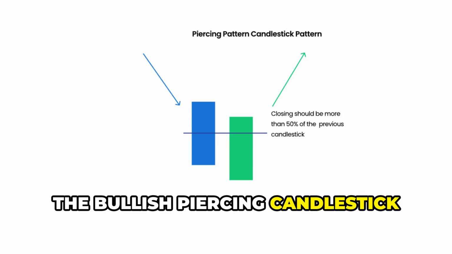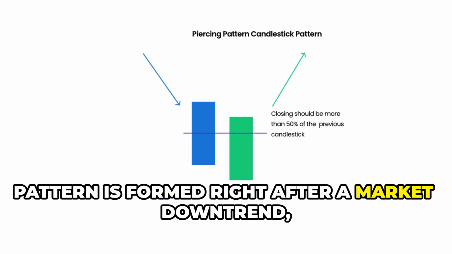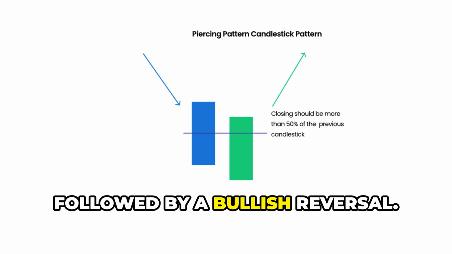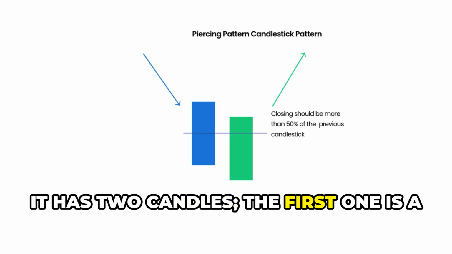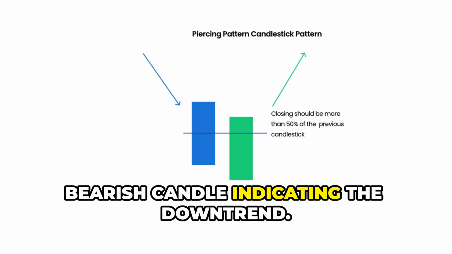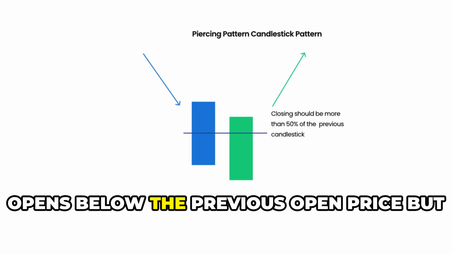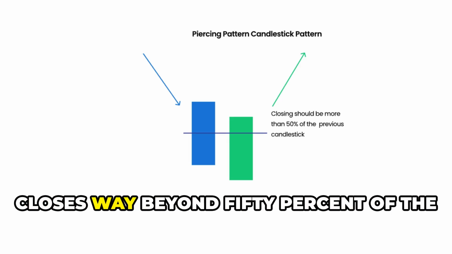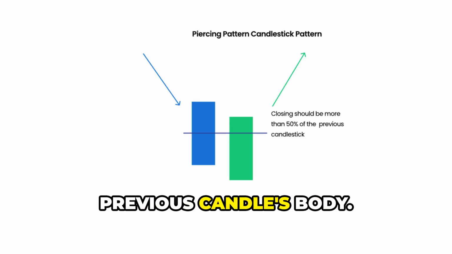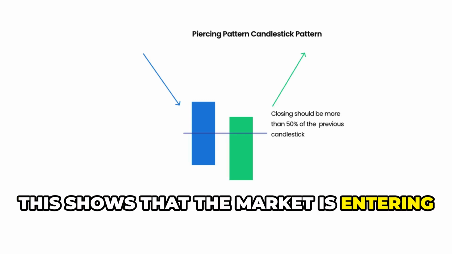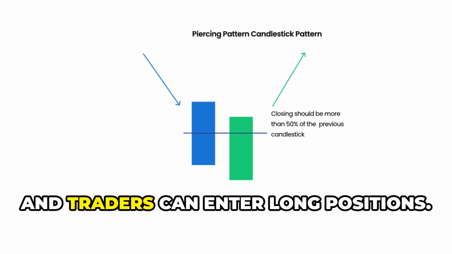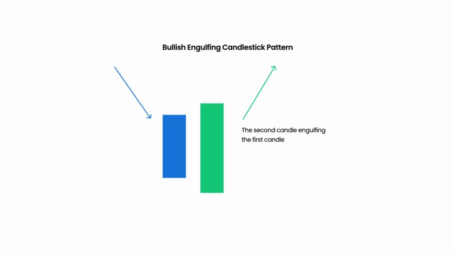The bullish piercing candlestick pattern is formed right after a market downtrend, followed by a bullish reversal. It has 2 candles. The first one is a bearish candle indicating the downtrend. The second one is the bullish candle that opens below the previous open price but closes way beyond 50% of the previous candle's body. This shows that the market is entering into a bullish phase and traders can enter long positions.